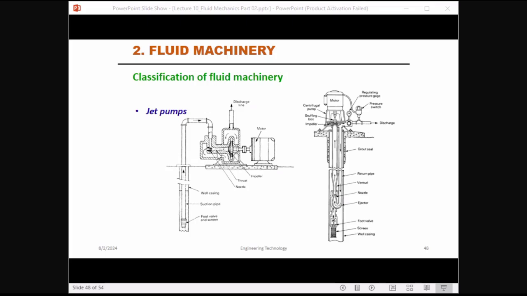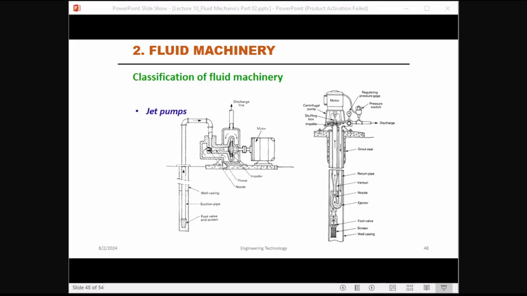A high pressure fluid stream is directed through a nozzle to create a jet. This jet creates a low pressure zone that draws additional fluid into the pump. Then the mixed fluid is expelled through a diffuser where it slows down and its pressure increases.